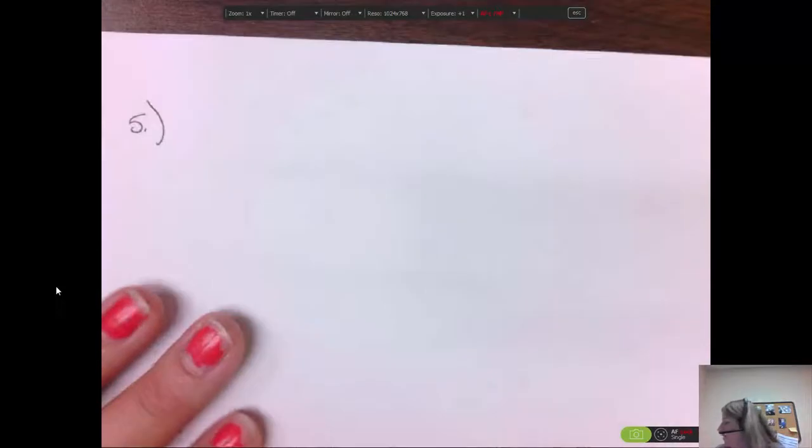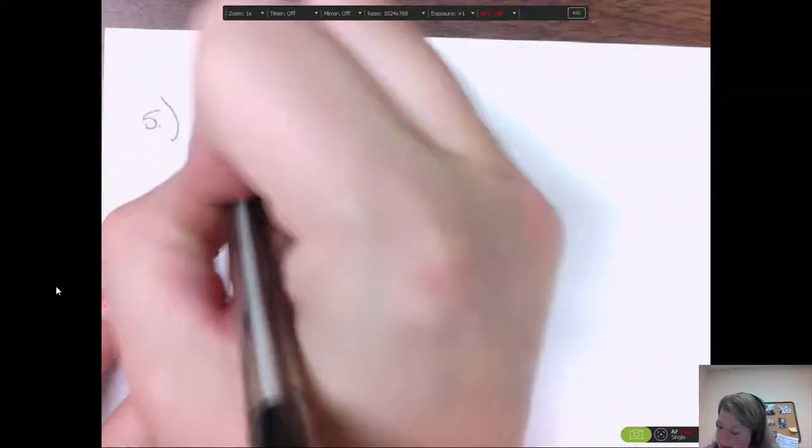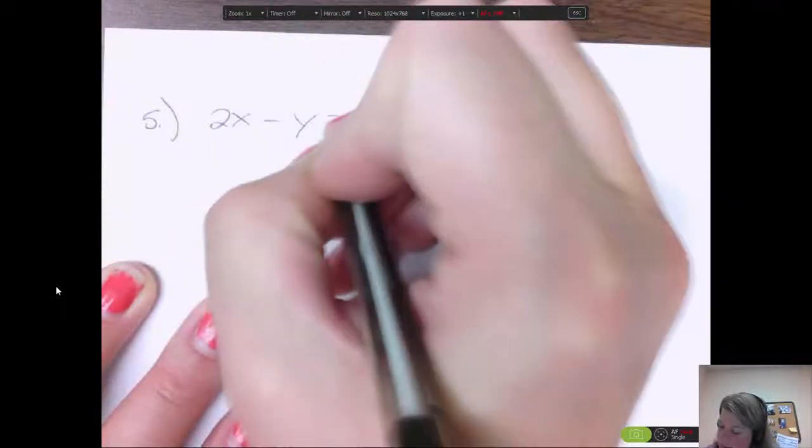So let me do, oh, I know what else I wanted to do. I should have written down a couple more things because I have my notes, but I was thinking a couple more things I wanted to make sure I showed you. What if I have 2x minus y equals 7?